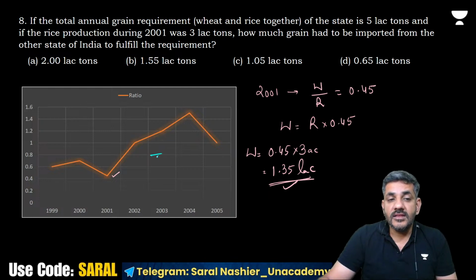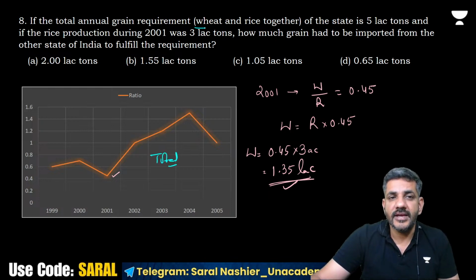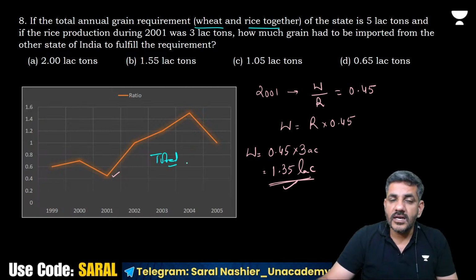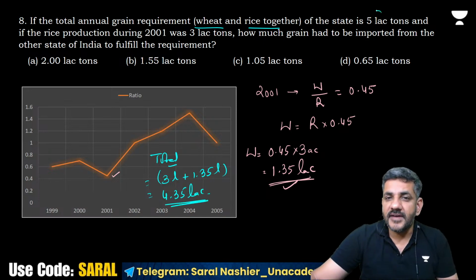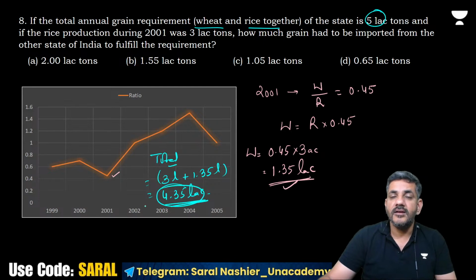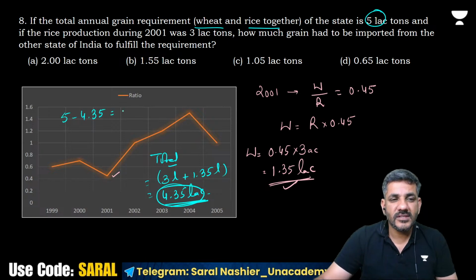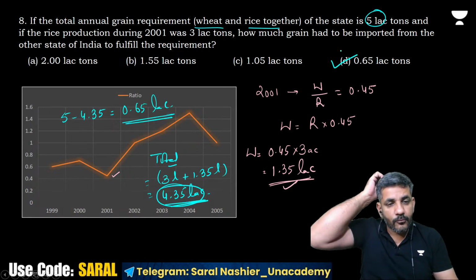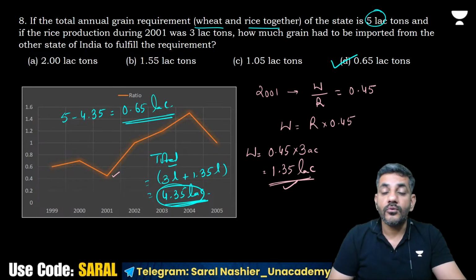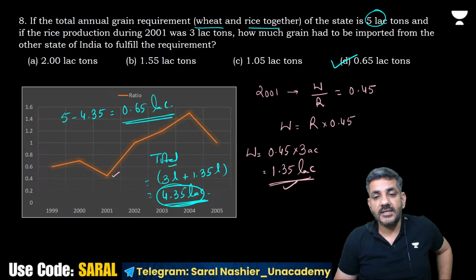So the total grain, wheat and rice together, is 3 lakh plus 1.35 lakh, that is 4.35 lakh. The requirement is 5 lakh, but we have just 4.35 lakh. So what is the shortfall? 5 minus 4.35 is equal to 0.65. So there is a deficiency of 0.65 lakh tons, and that is the right answer, option D. That 0.65 lakh tons must be imported from the other states to fill this up.